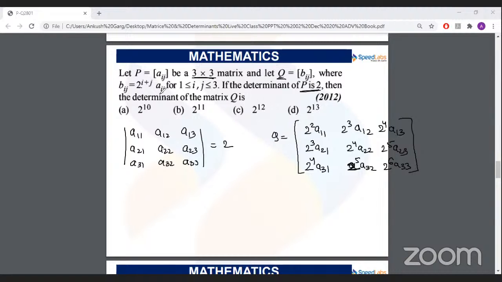Again it will be also 3 cross 3 because i and j both are lying in between 1 and 3, right? So its value can be 1, 2, 3 only. So 3 columns 3. So now simply what you have to do, you have to find the determinant of Q. You have to find this determinant basically, and this determinant value is equal to 2, it is given.